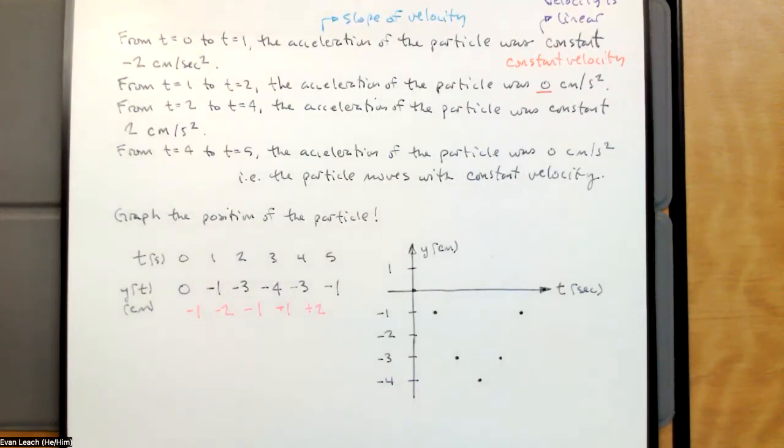So you can see the graph spends all of its time below the t-axis because the y is always negative. Because the amount of decrease was greater than the amount of increase, we never got back to our start.